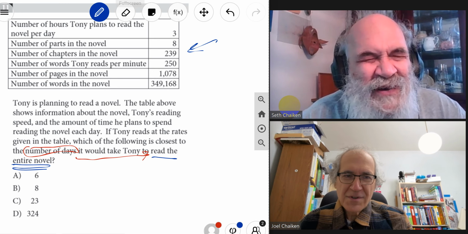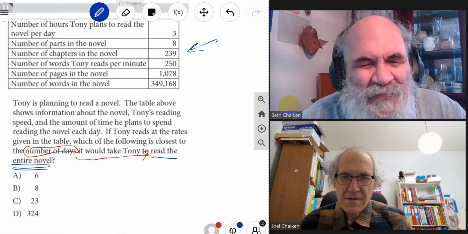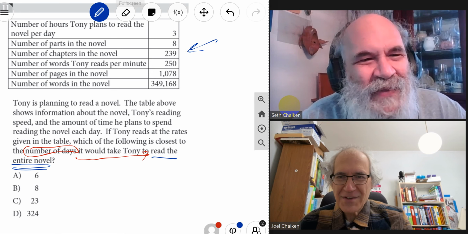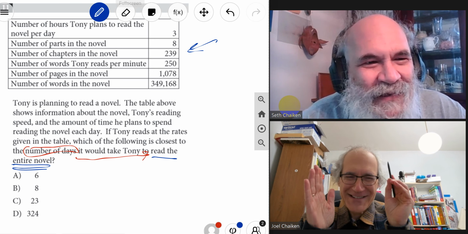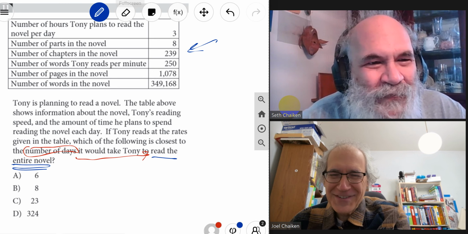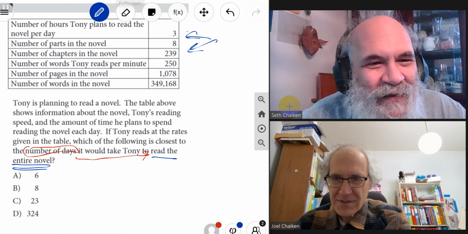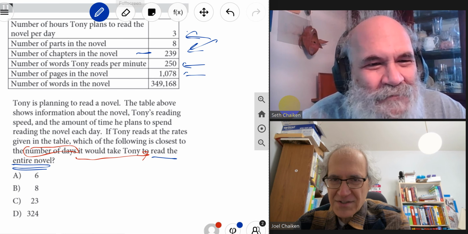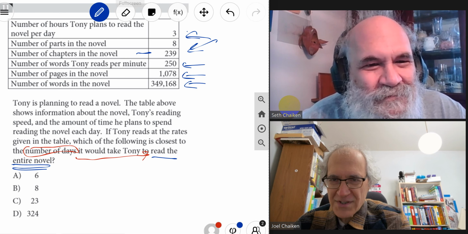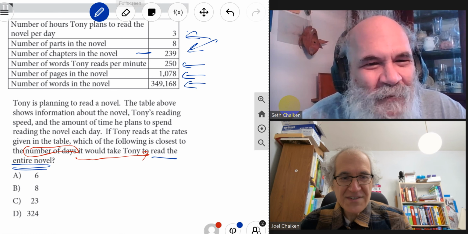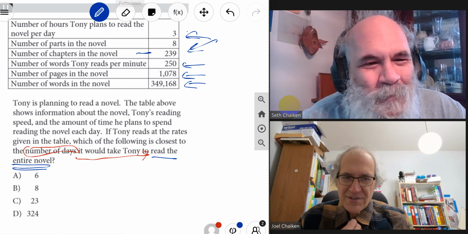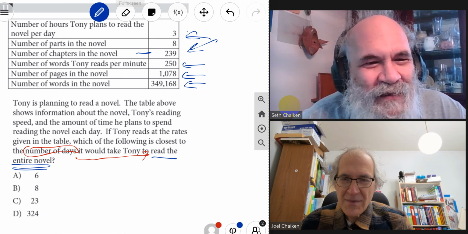Let's survey the data that we are given. That's why all of my students look at the table. Number of hours Tony plans to read the novel per day. So that's number of hours per day. Number of parts of the novel. Number of chapters in the novel. Number of words Tony reads per minute. Number of pages in the novel. And number of words in the novel. Wow, so this is going to be some unit conversion. Without really deciding what to do, this looks to me like a pretty serious unit conversion problem.